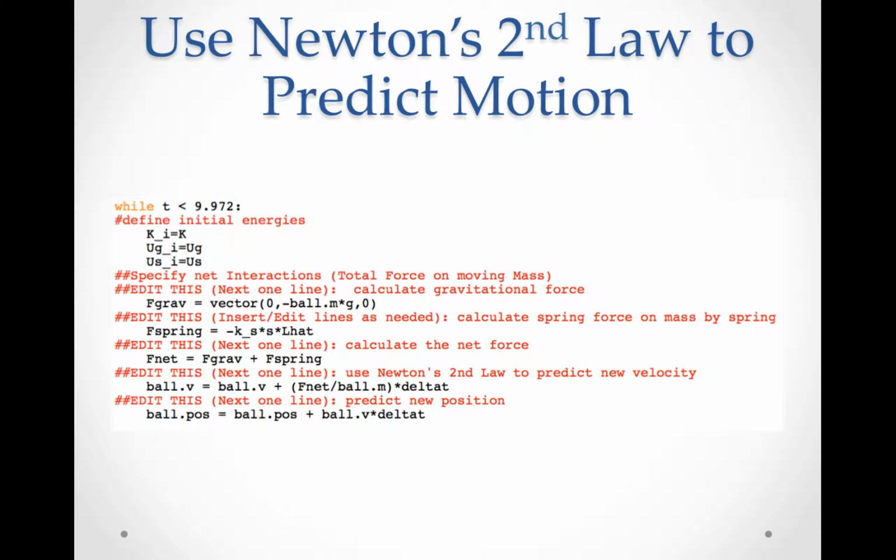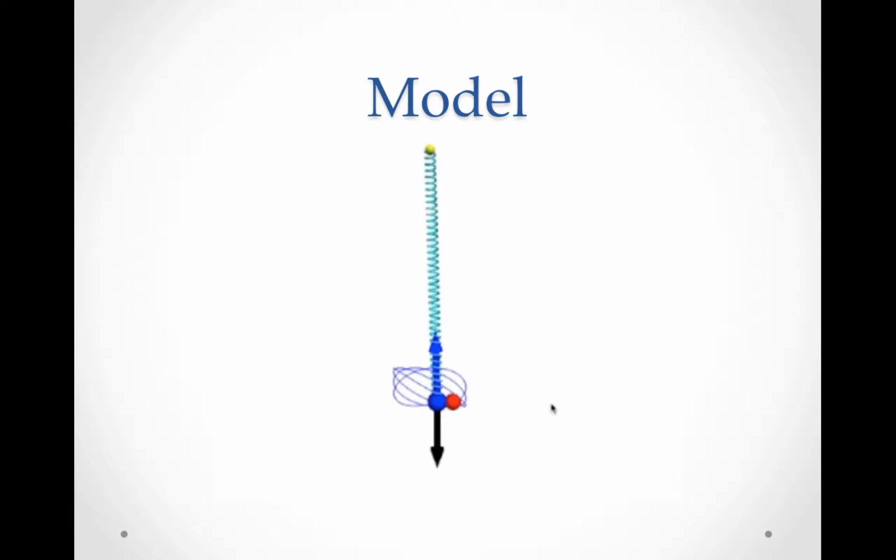The forces acting on this mass spring system were the weight and spring force. Therefore, the net force could be found by adding the weight and spring force. Recall that F of G equals negative mg y hat and the force of the spring equals negative ks times s, where s is L minus L naught. I could then run my code and model the motion of my system.